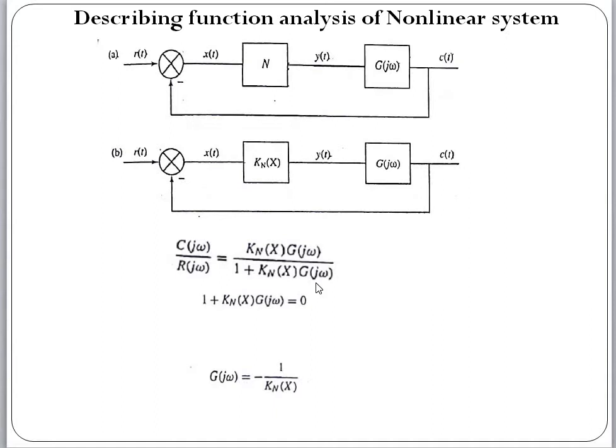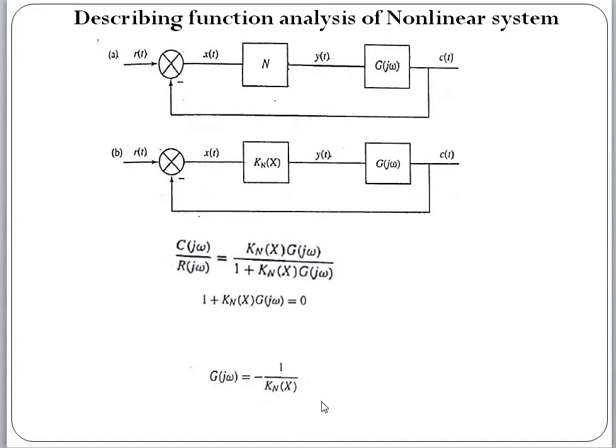Now, what is the characteristic equation of this system? The characteristic equation of the system is 1 plus Kn of X into G of j omega equal to 0. So we can write Kn of X G of j omega equal to minus 1, and G of j omega equal to minus 1 by Kn of X.